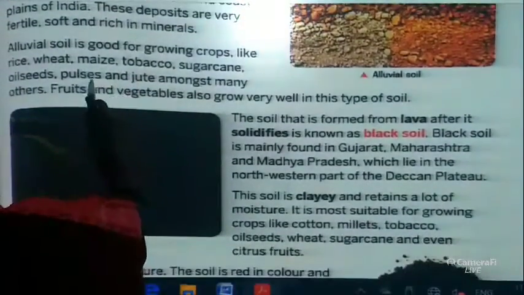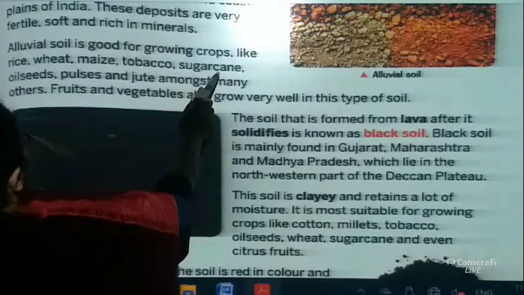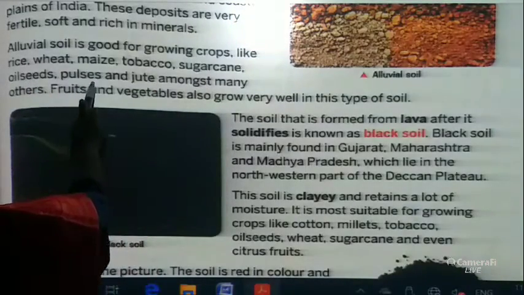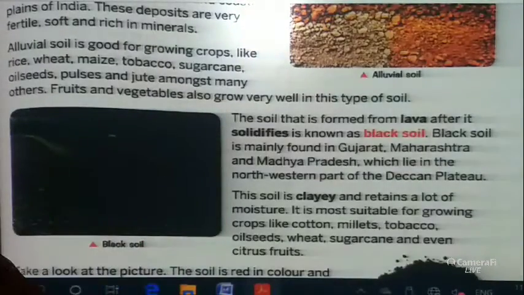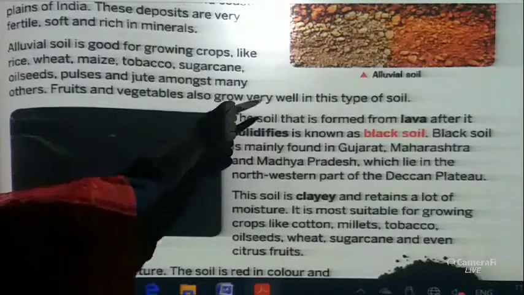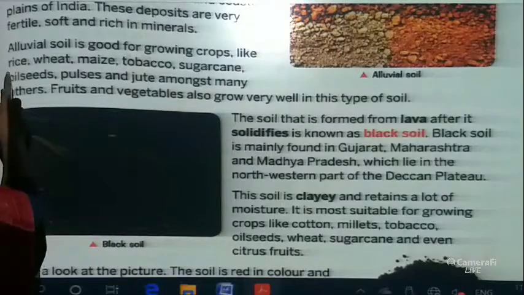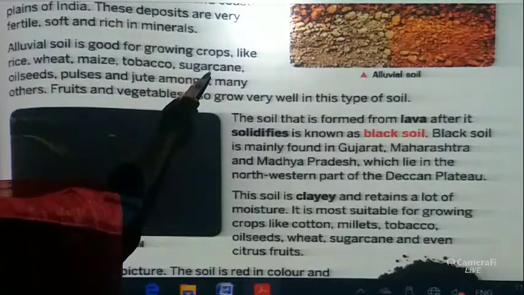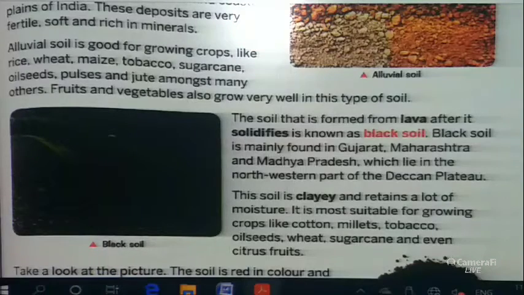Okay, alluvial soil is good for growing crops like rice, wheat, maize, tobacco, sugarcane, oilseed, pulses and jute, amongst many others. Many more things can be grown, but these are the speciality, what grows very well. So what is it? Rice, wheat, maize, tobacco, sugarcane, oilseed, pulses, jute. Okay, and West Bengal is famous for jute.